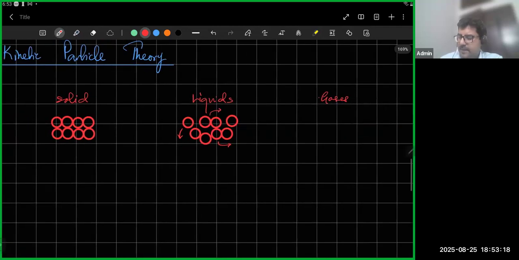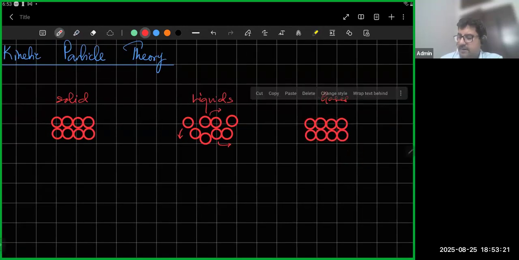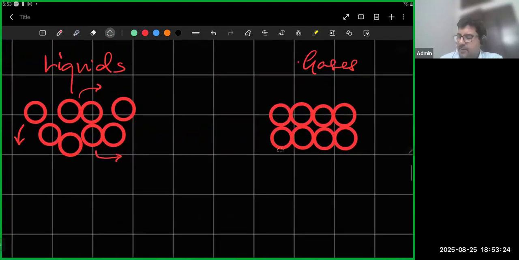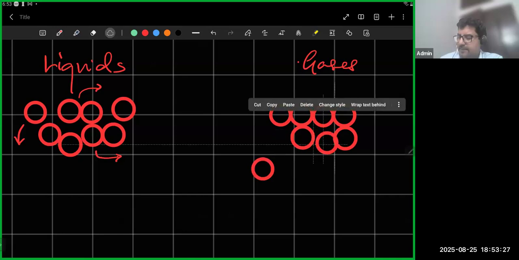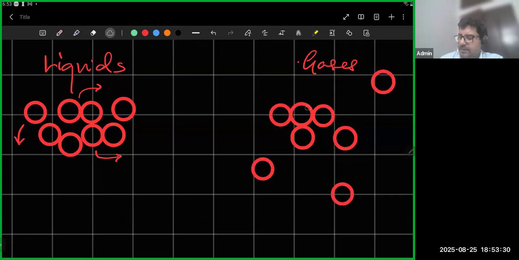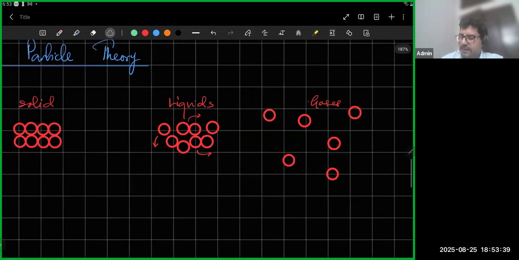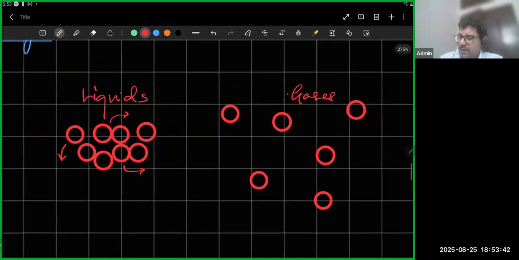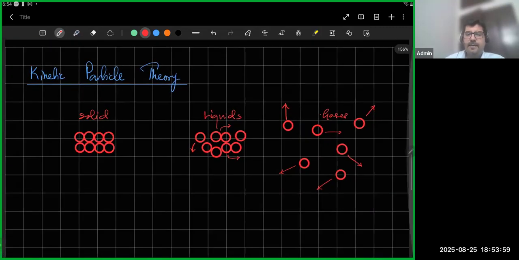And the last one, that's obviously gases. And in gases, the particles are going to be very far apart. But all these words, we're going to write all those words down. They'll obviously not be joined with each other. And they'll be whizzing around very, very quickly in all sorts of directions. Okay, at great speeds. So that's what a gas would look like.